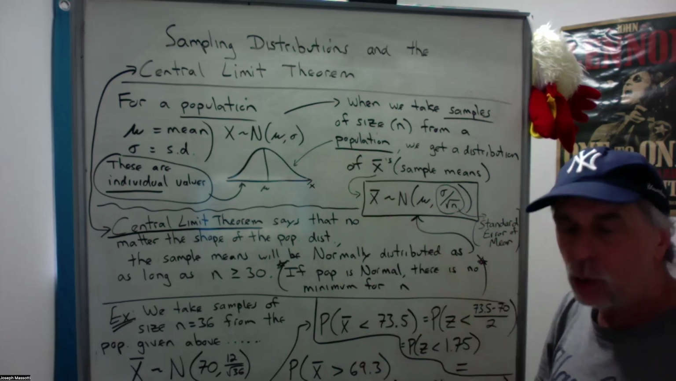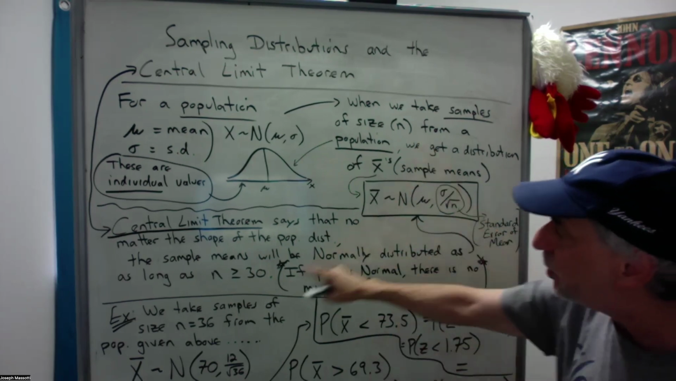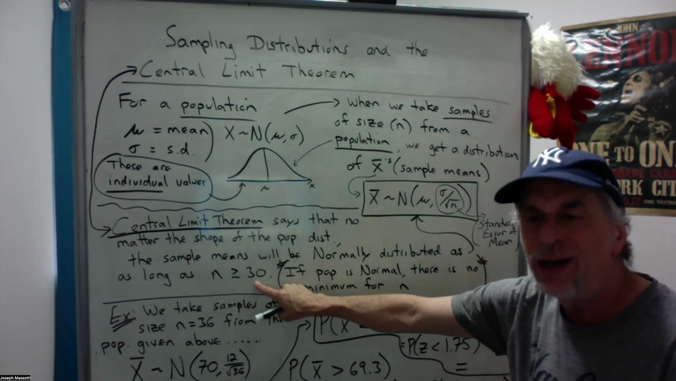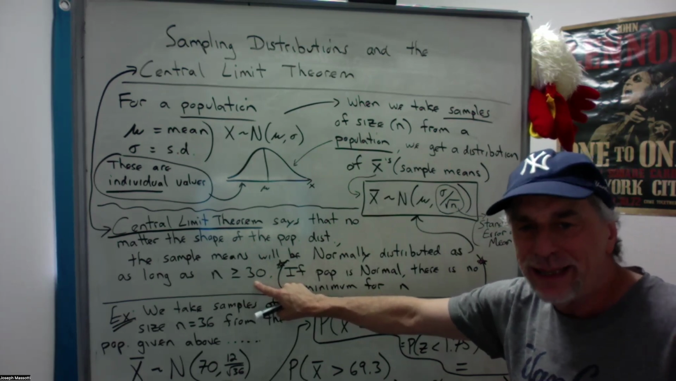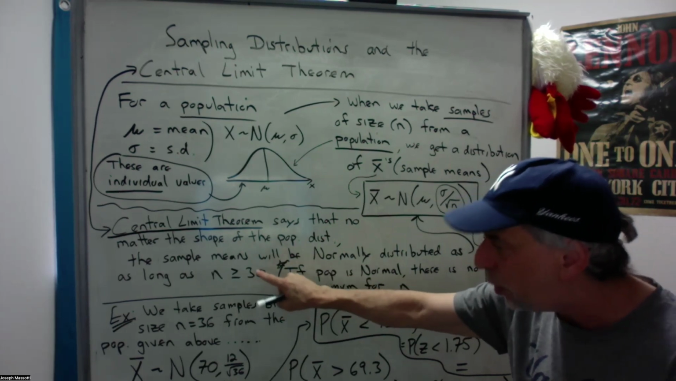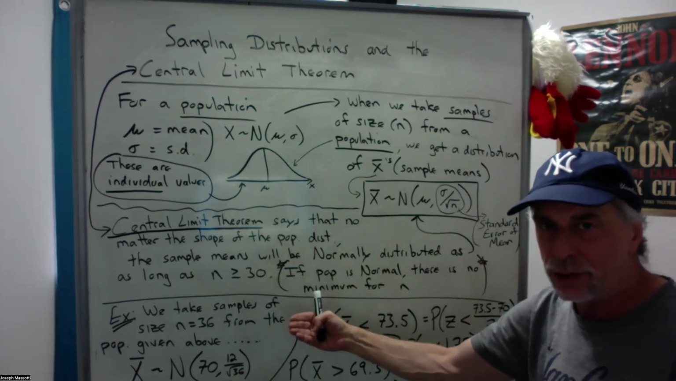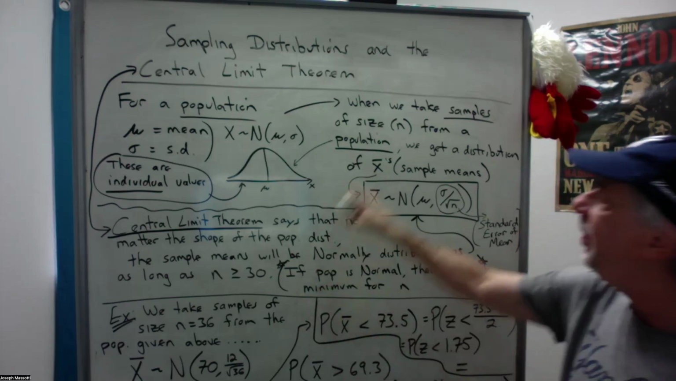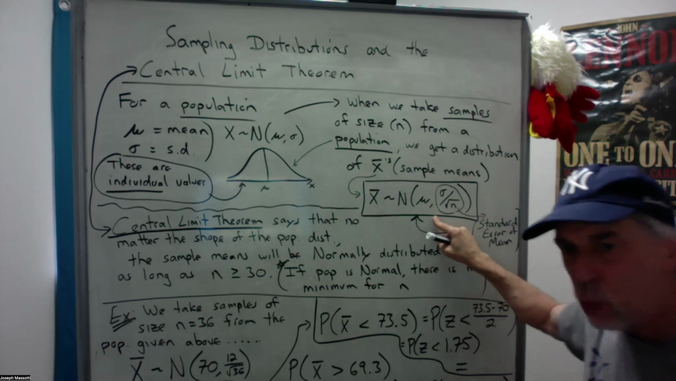Doesn't matter what the population distribution, how it's shaped, if we take samples of size 30 or more, and that's kind of just an arbitrary number, we just use 30 to be safe. So if sample sizes are 30 or more, it doesn't matter what the population distribution shape is, the means are going to be normally distributed in this way.